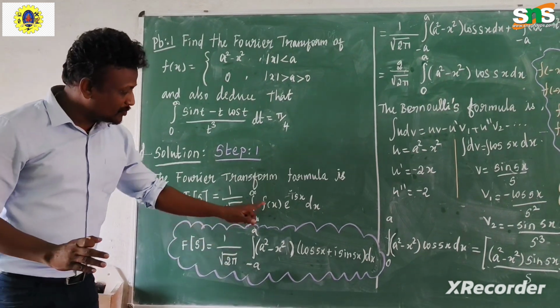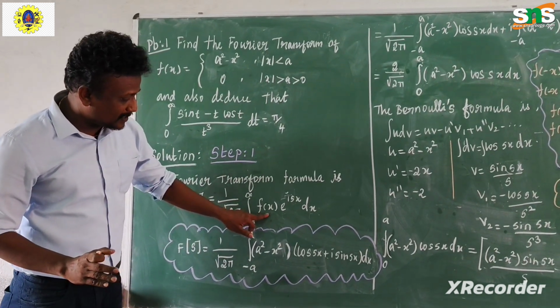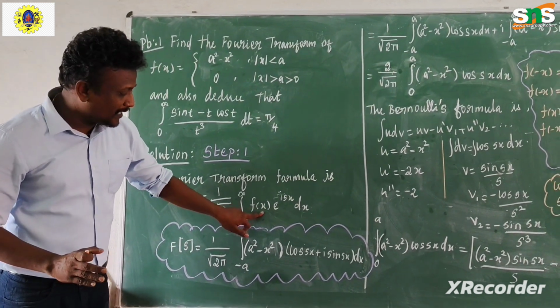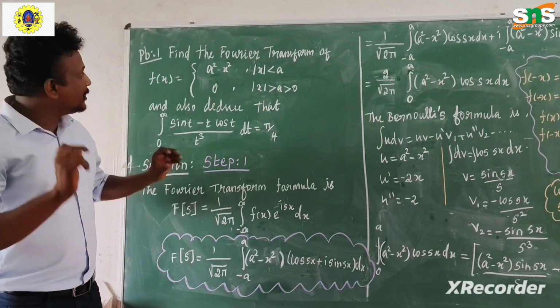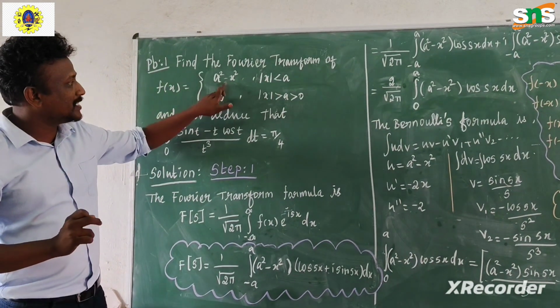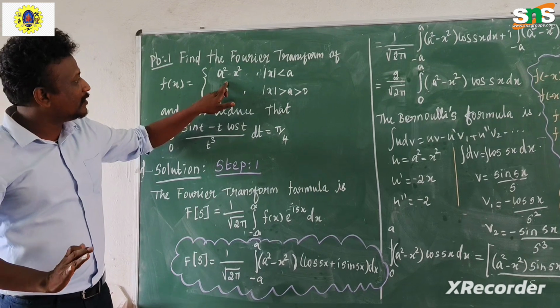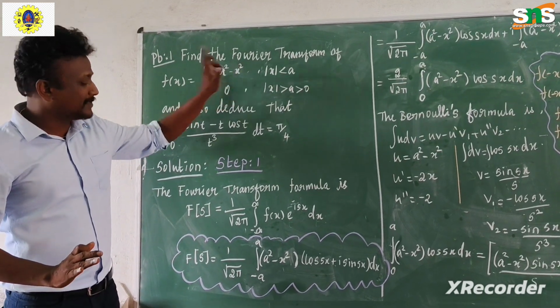Okay, let's come to the second term. It is f of x. Here you have to write what your f of x is. That you can pick from your question, right? In your question itself, it is clearly stated what f of x is. It is a square minus x square.